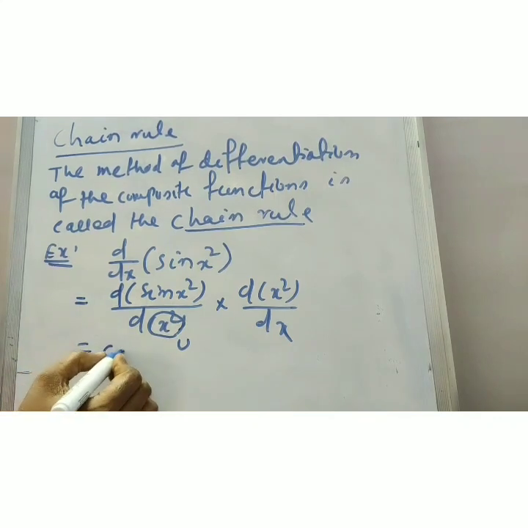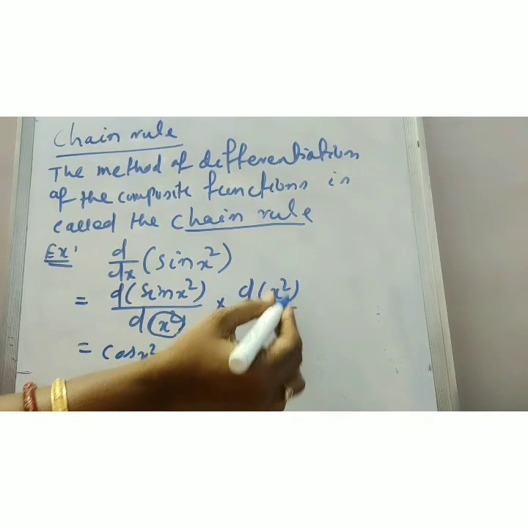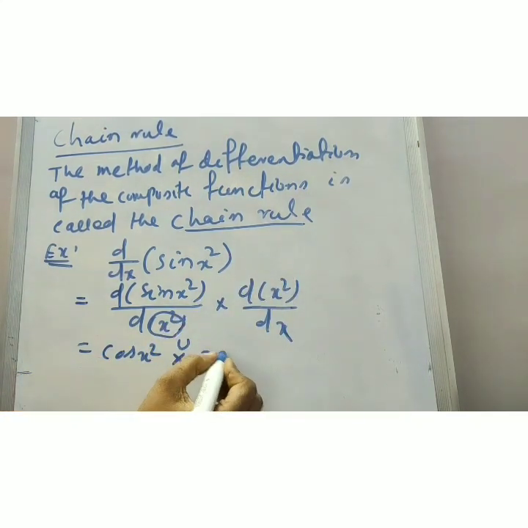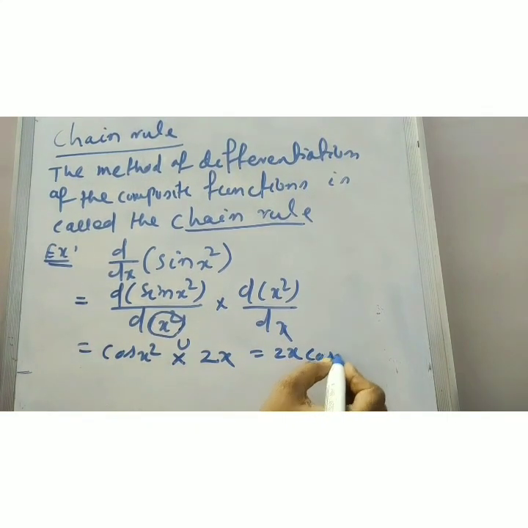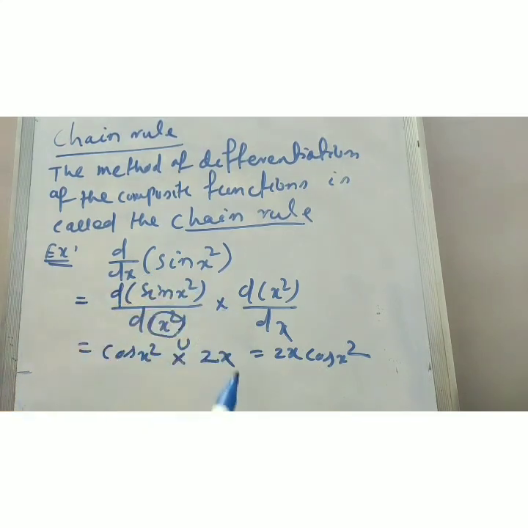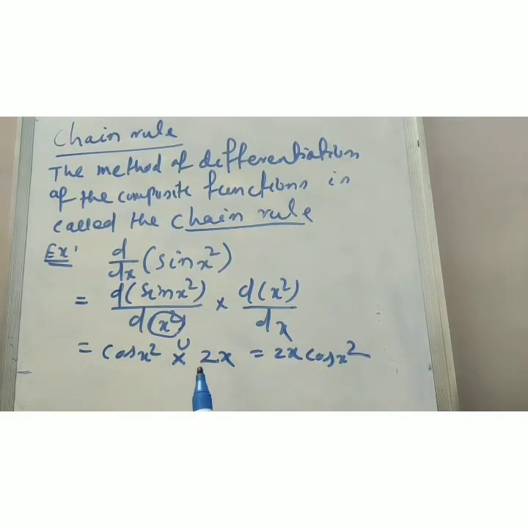So this becomes cos x square into the derivative of x square with respect to x, which is 2 into x to the power 1, that is 2x. Now the answer is 2x into cos x square. This is called the chain rule. The method of differentiation of a composite function is called the chain rule. We have to differentiate any composite function by the chain rule. Let's take some other examples.